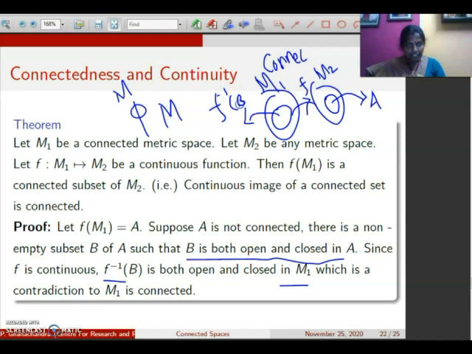F inverse of B is both open and closed in M1, but M1 is a connected metric space. You see here F inverse of B is a subset of M1 which is both open and closed, which is a contradiction to M1 being connected, because M1 is connected means the only sets which are both open and closed are the empty set and M1 alone. Here another set exists, F inverse of B, that is both open and closed in M1, which is a contradiction to M1. Therefore, our assumption is wrong. That means A is not connected is wrong. Therefore, A is connected. That means F of M1 is connected.